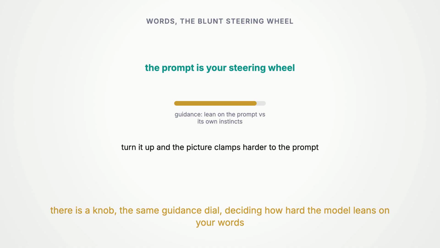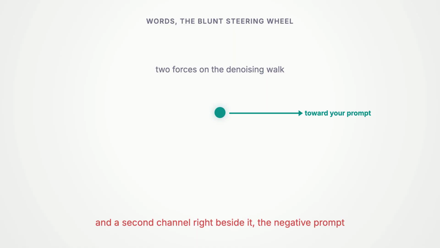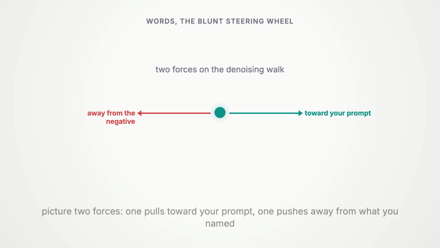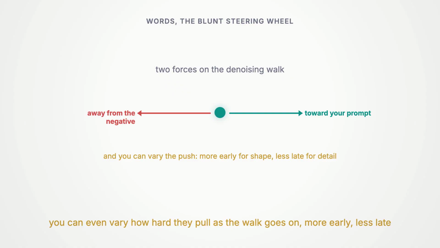And there is a second, underrated channel right next to it, the negative prompt. You can tell the model not only what you want, but what you do not want, and it will actively steer away from it. Picture two forces on the denoising walk. One pulls the picture toward your prompt, and the other pushes it away from a thing you named, like the word blurry itself, so the result drifts toward sharp. You can even vary how hard those forces pull as the walk goes on, leaning in early to lock down the big shapes, easing off later so fine detail can breathe.